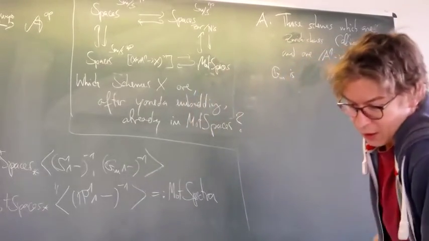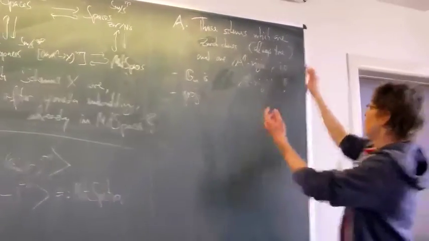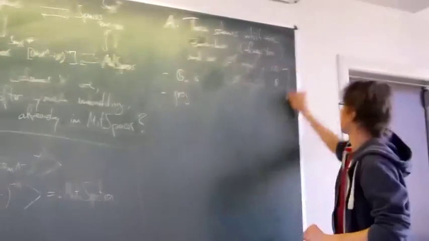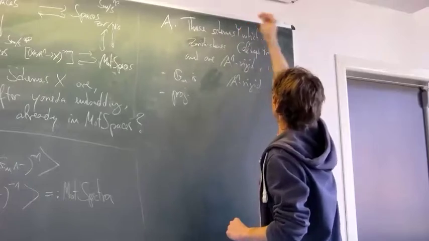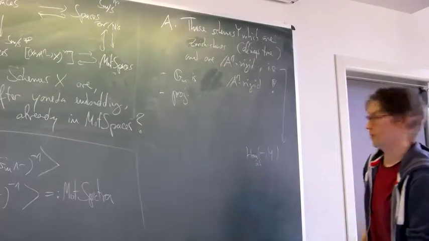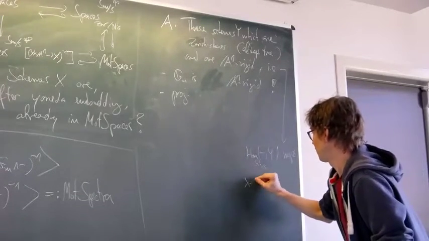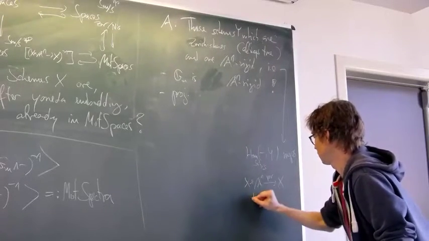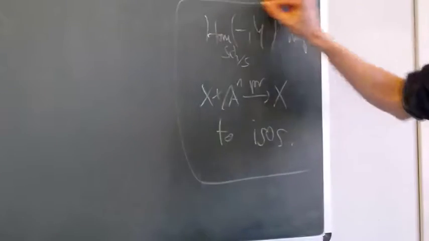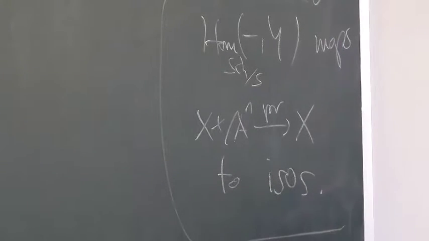What is the definition of A1-rigid? It means exactly mapping these projections to isomorphisms. So those schemes, let's call them Y, for which Hom(-, Y) on schemes over S maps these projections to isomorphisms. Those are local objects, yes, also local objects for the A1-localization. This tells you something.